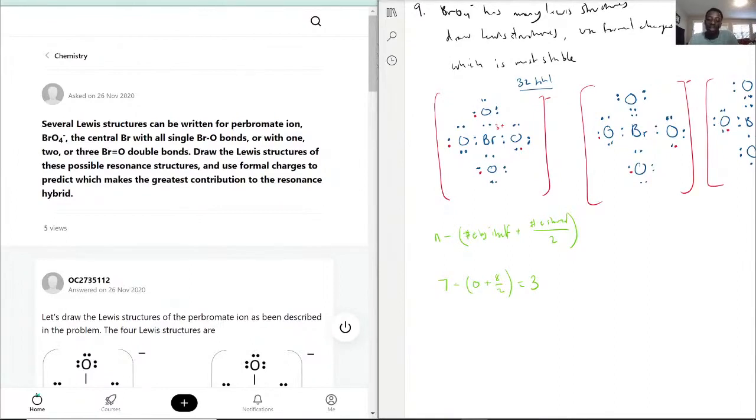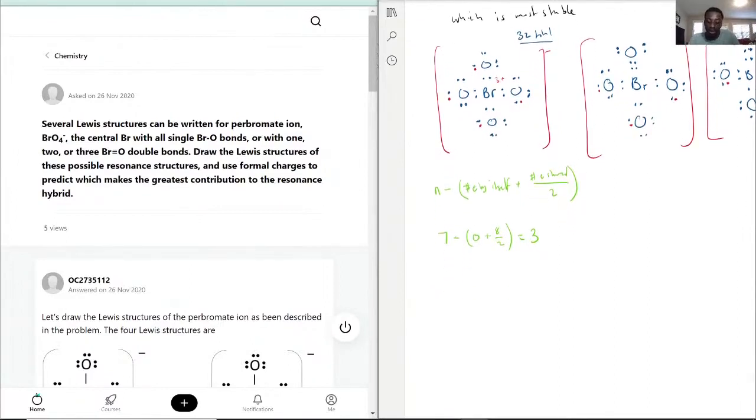So the oxygen here, actually, this is for every oxygen there. It brings 6 to the table, but it actually, as you can see, already has 6 to itself, 6 electrons, and it's sharing 2 with the bromine each time. So 2 over 2, so each oxygen actually here is minus 1.